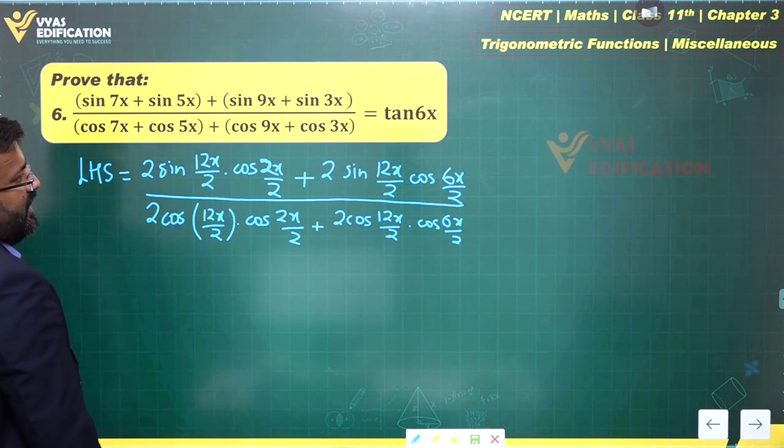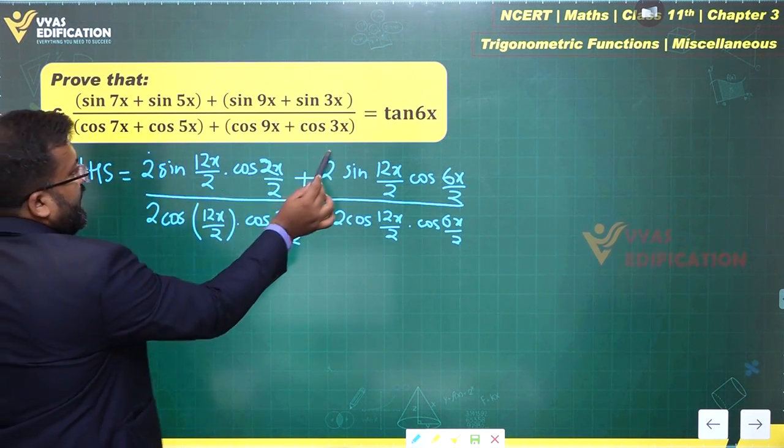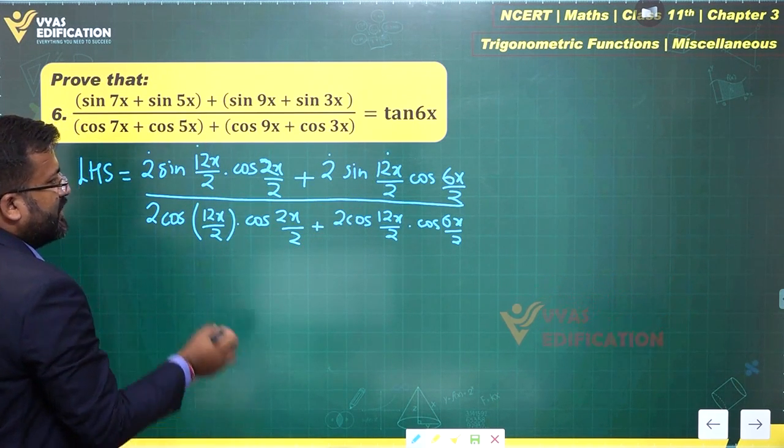Yes. What we observe in the numerator is that 2 and 2 are the same. Sin 12x by 2, sin 12x by 2 are the same. They will come out common.